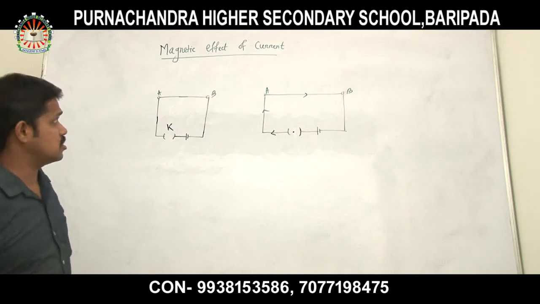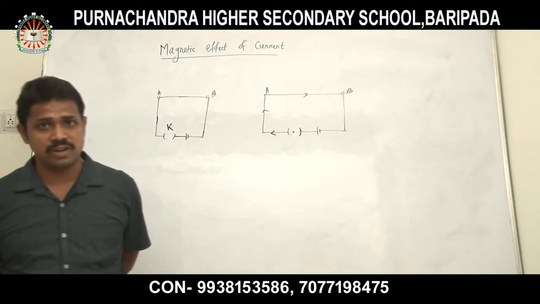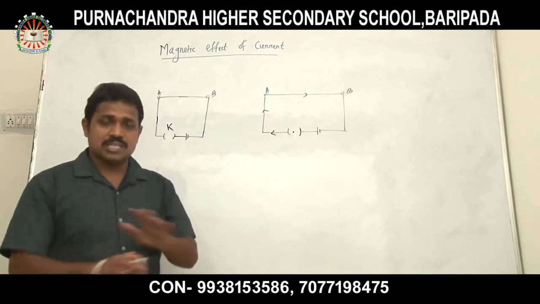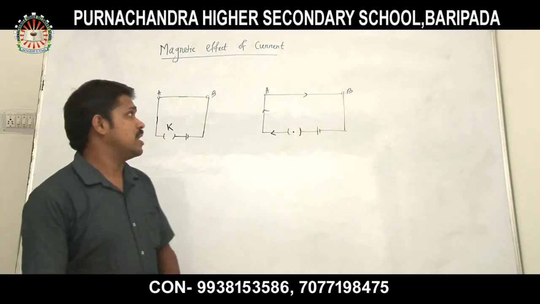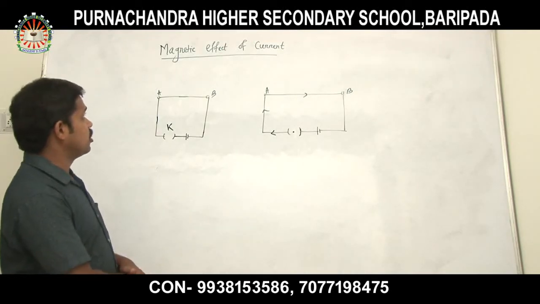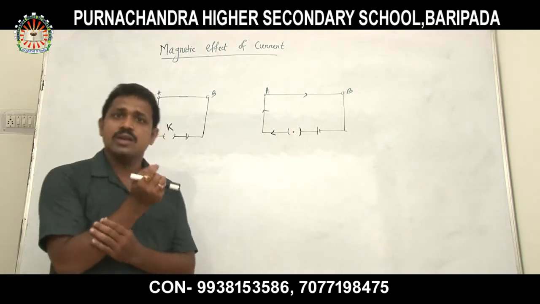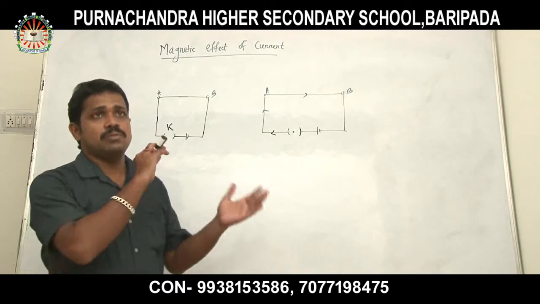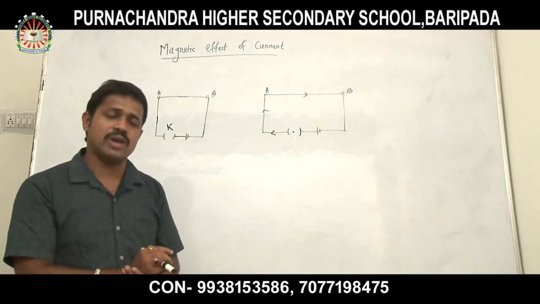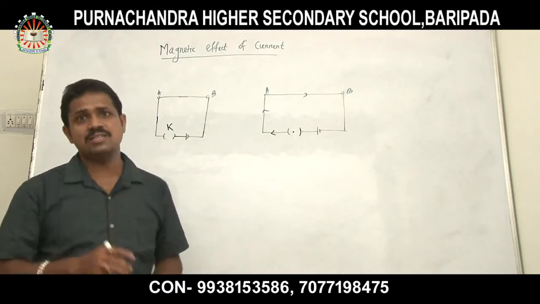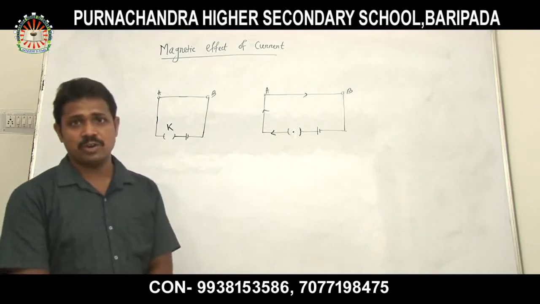Okay, so in the previous class we have completed our chapter number 3, that is electric current. Then next we are moving into chapter number 4, that is magnetostatics. Actually, chapter number 4, chapter number 5, and chapter number 6, basically these three come under your magnetostatics.